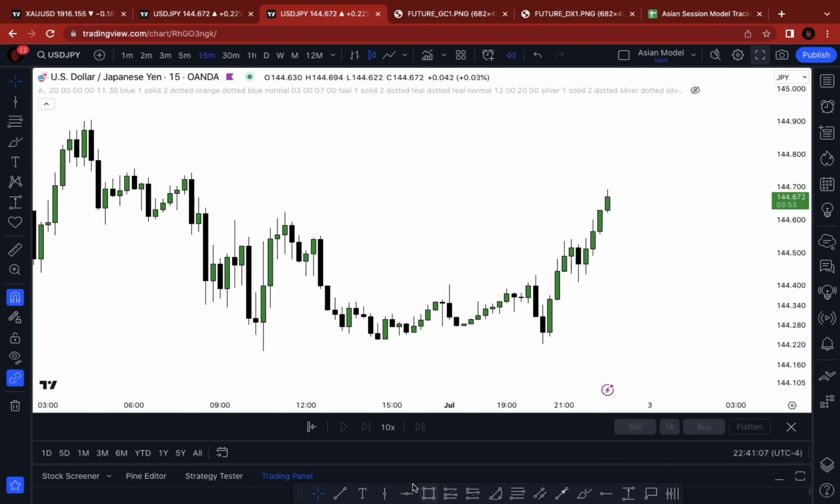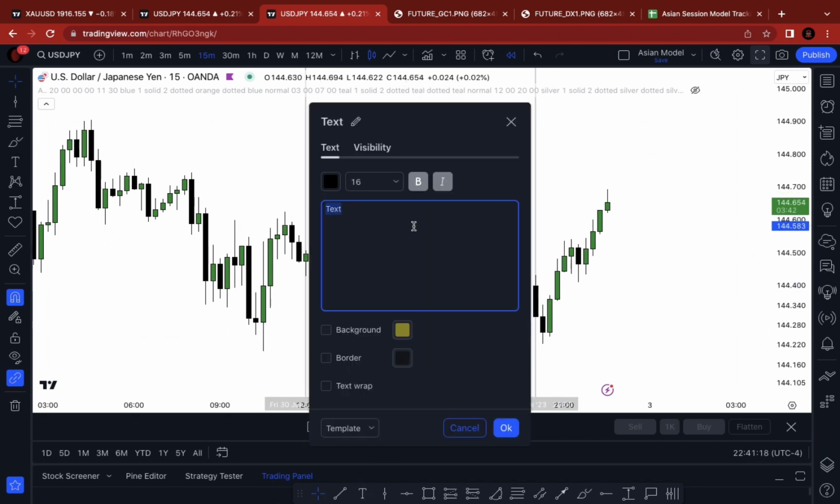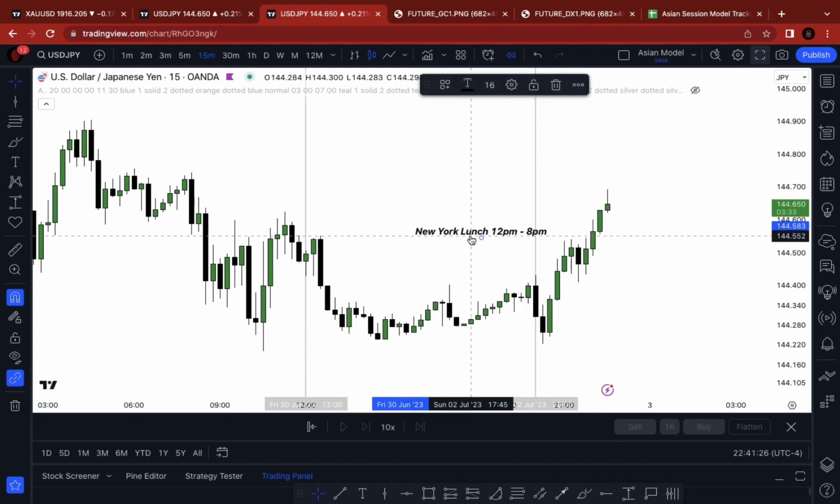So to begin, we're going to start off at 12 p.m. and we go back to 8 p.m. Now here it's Friday going into Sunday, but I'm using this data to encapsulate the New York lunch session. The New York lunch session is normally going to give you a phase of consolidation. So it's 12 p.m. to 8 p.m., which is New York Eastern Standard Time. So all this time is in New York.